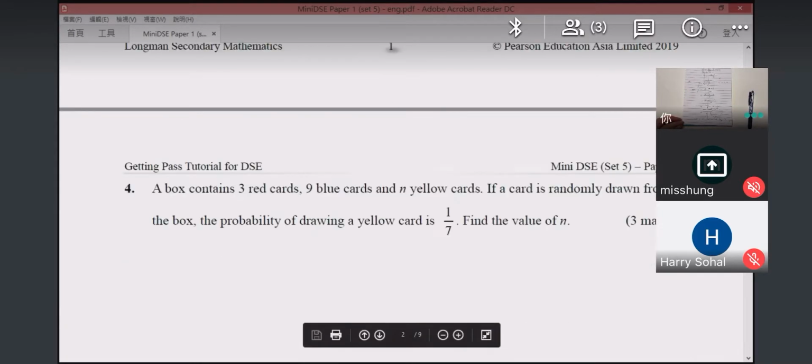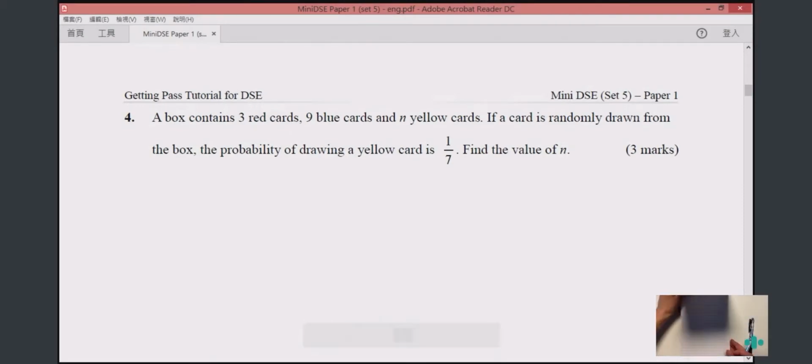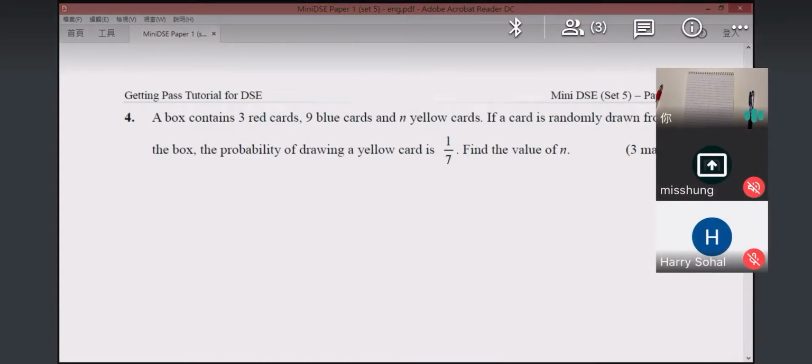And then for number 4, is a question talking about probability, but it is actually a concept about percentage or fraction. Okay, number 4, a box contains 3 red cards, 9 blue cards, and then n yellow cards. If a card is randomly drawn from the box, and the probability of a yellow card is 1 over 7, find the value of n. So you just set up an equation about n.